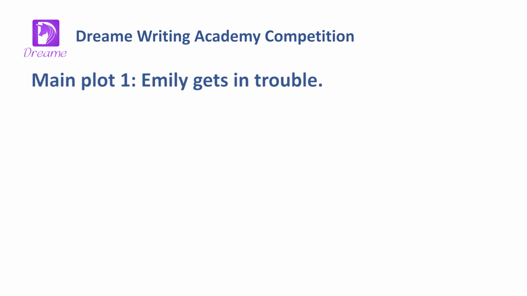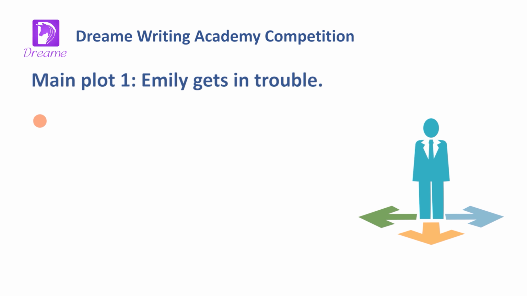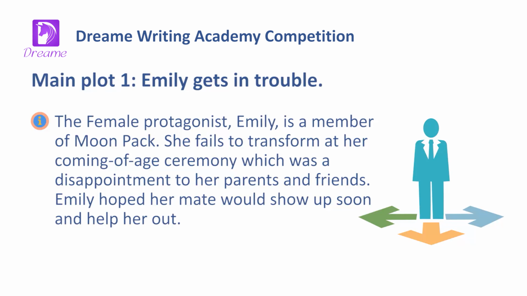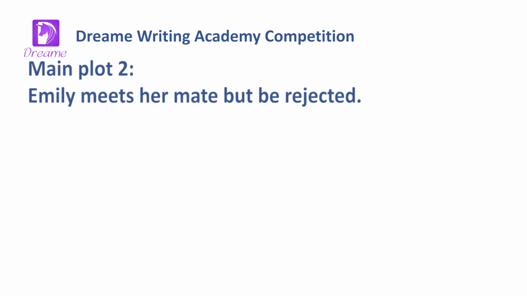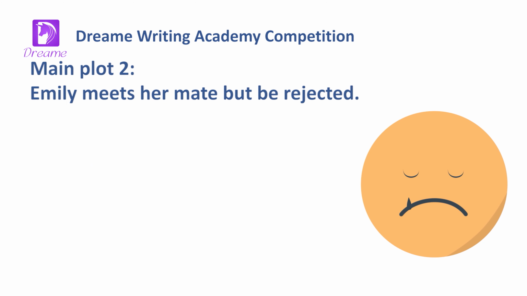Main plot 1. Emily gets in trouble. The female protagonist, Emily, is a member of the Moon Pack. She fails to transform at her coming-of-age ceremony, which was a disappointment to her parents and her friends. Emily hoped her mate would show up soon and help her out. Main plot number 2. Emily meets her mate, but is rejected.